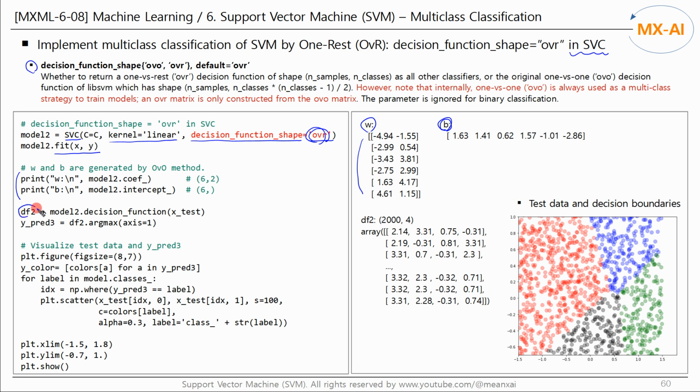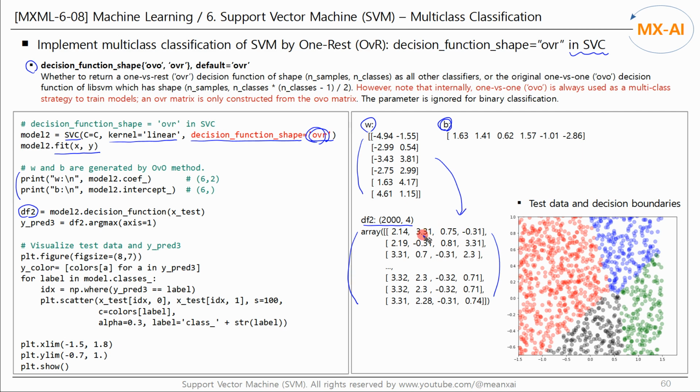Next, let's check the decision function values of the test data. The results are as follows. DF2 is a matrix with 2,000 rows and 4 columns. These are the y-hat values for the 4 boundaries. This is the same format as the DF we got from the code on the previous page. SVC uses the OVO matrix to generate an OVR matrix. I haven't figured out how SVC creates the OVR matrix.